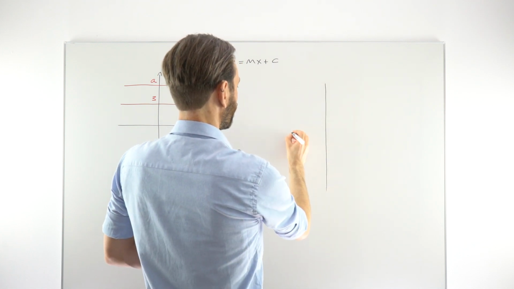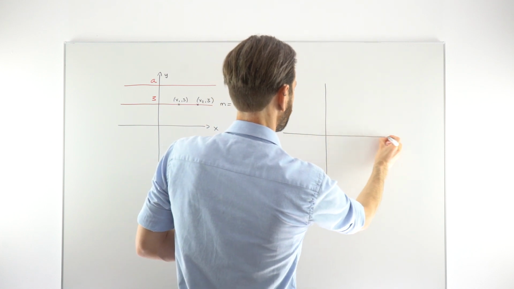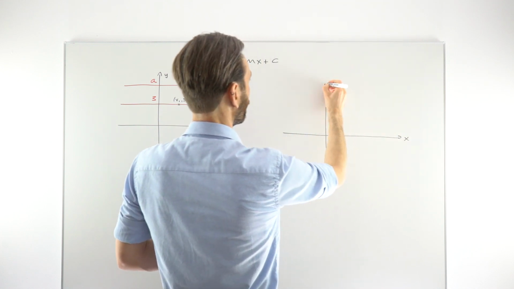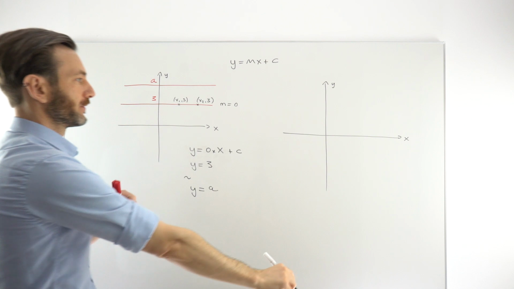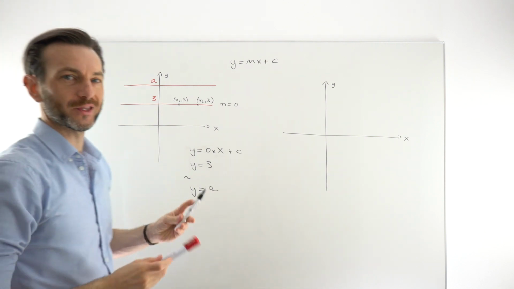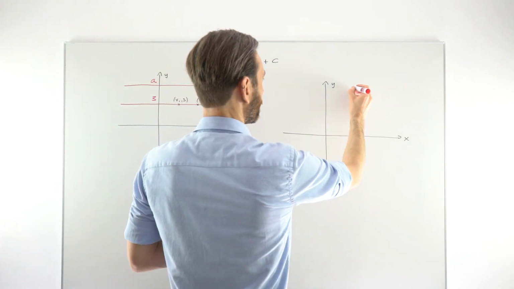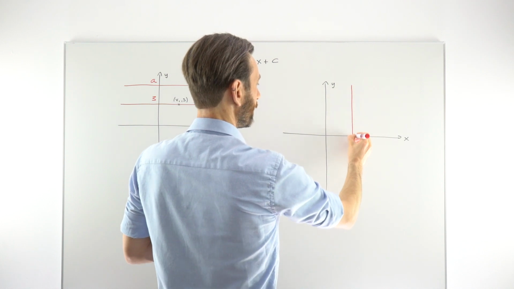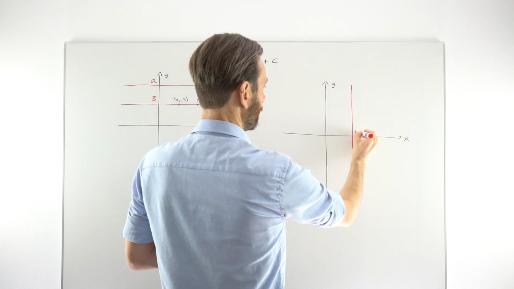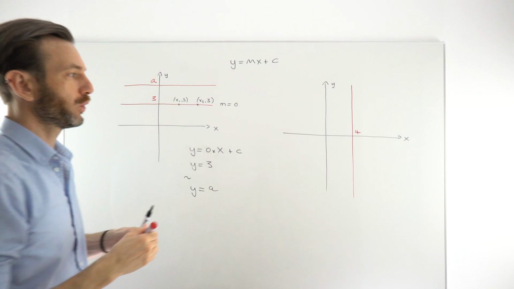Vertical lines are a little different. I would say vertical lines are even less popular than horizontal lines. They're more difficult to work with, as we shall see in a moment. So if we take a vertical line, and let's say that our line is going to pass through the point where x is equal to 4.